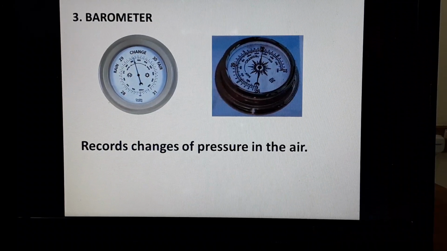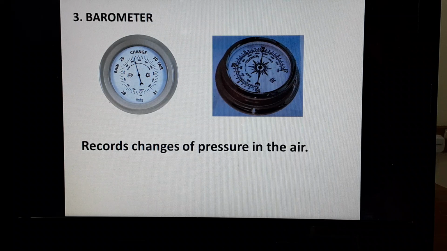The next instrument is the barometer. It's just like a compass. Sometimes they say it's just like a clock or a watch. What is the function of the barometer? The barometer records changes of pressure in the air. So if you look at the barometer, you will see rain, change, 30 degrees, 28 degrees, and fair.